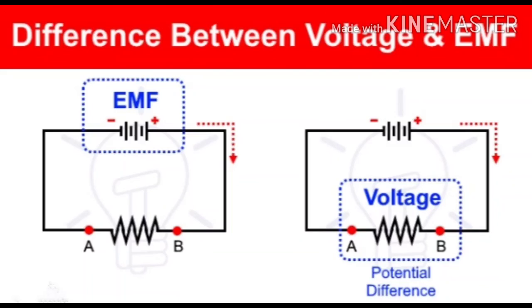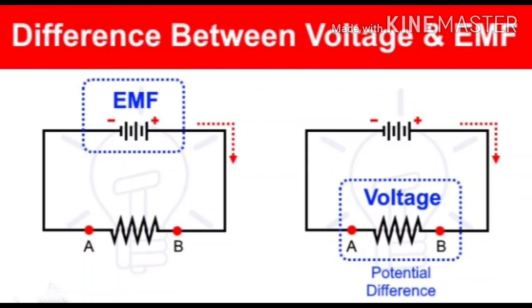Voltage or potential difference is measured in between two terminals. So potential difference depends upon the resistance present in the circuit. Since the voltage has been measured in the terminals of A and B, the voltage depends upon the resistance also. Whereas in the case of the EMF, EMF is independent of the elements present in the circuit. But the voltage or potential difference depends upon the elements present in the circuit.